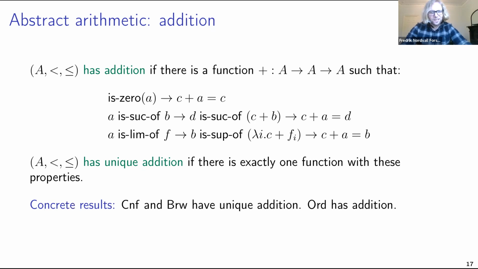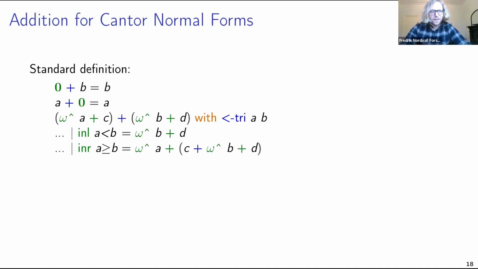And concretely, we can show that Cantor normal forms and Brouwer trees have unique addition, and ordinals has addition. Classically it's unique, of course. Constructively, we don't know that it's not unique, but we haven't been able to prove it. And let's just look at the Cantor normal form version. So this is how it typically goes, right?